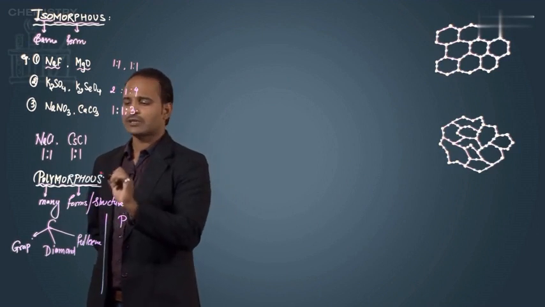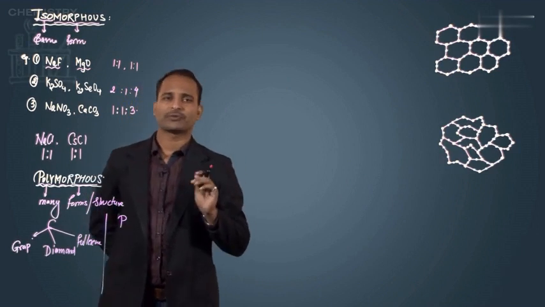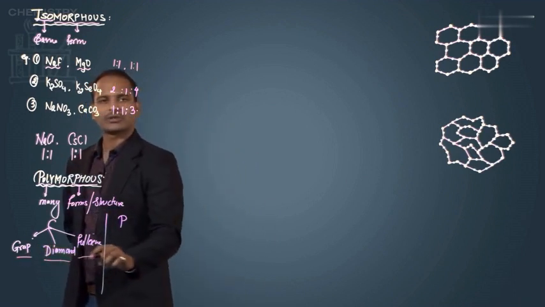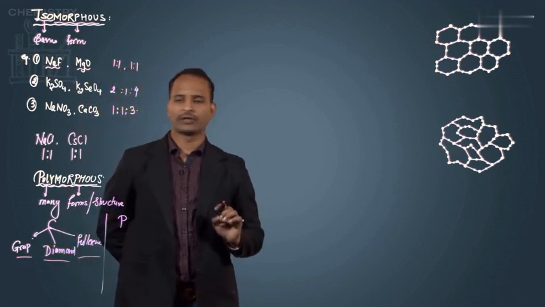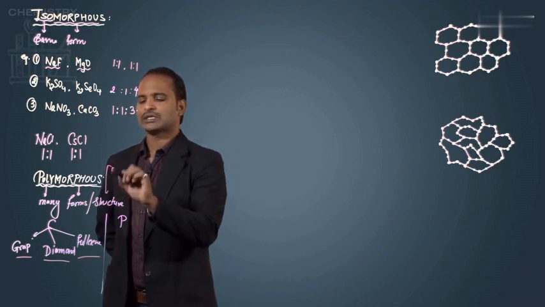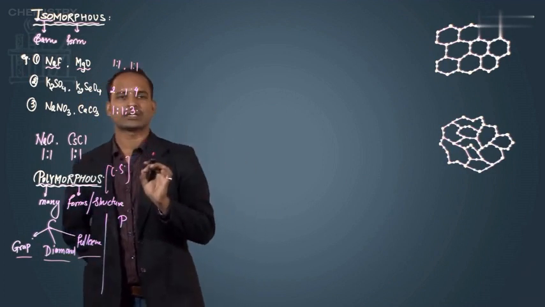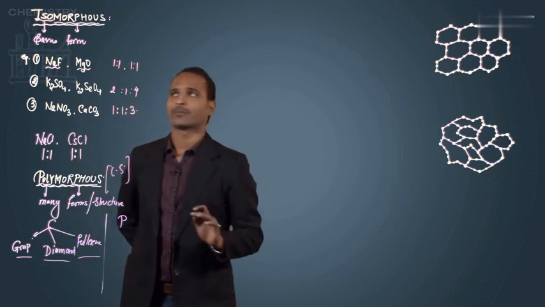But when the question is what are the polymorphic forms of carbon, then the carbon polymorphic forms are only three. That is diamond, graphite, and fullerene. So polymorphous is applicable only for crystalline solid. That means it only considers crystalline form, not amorphous form.